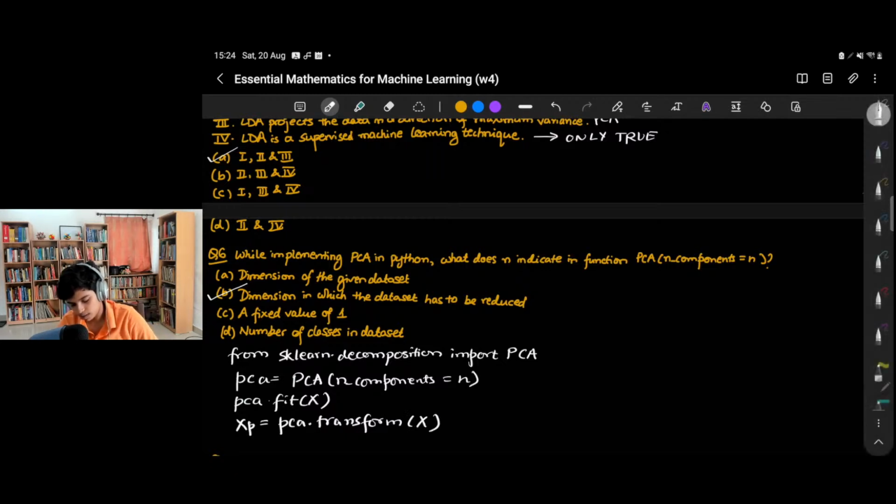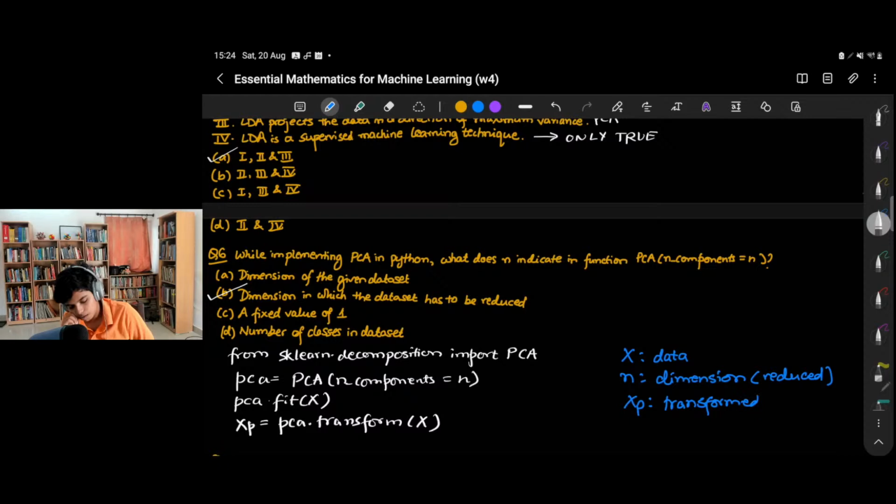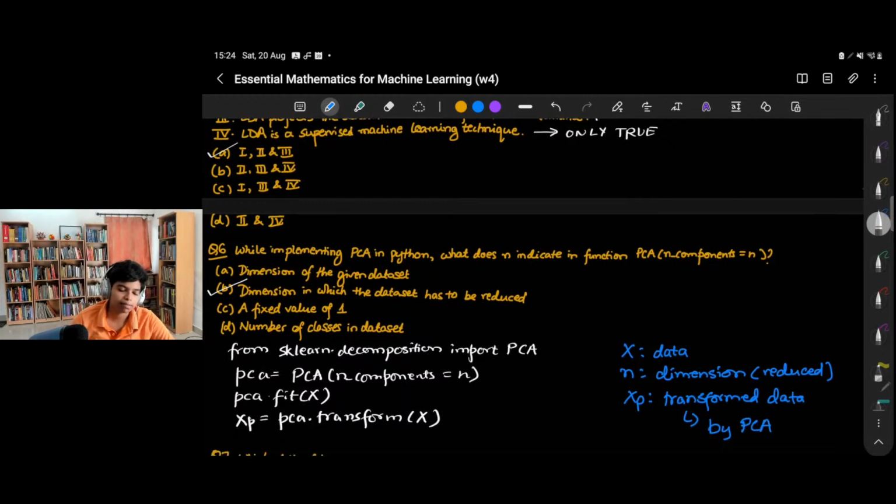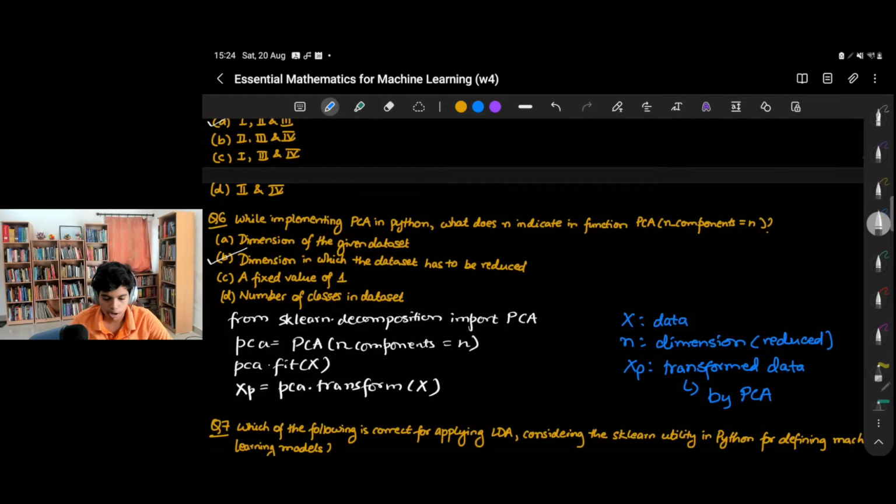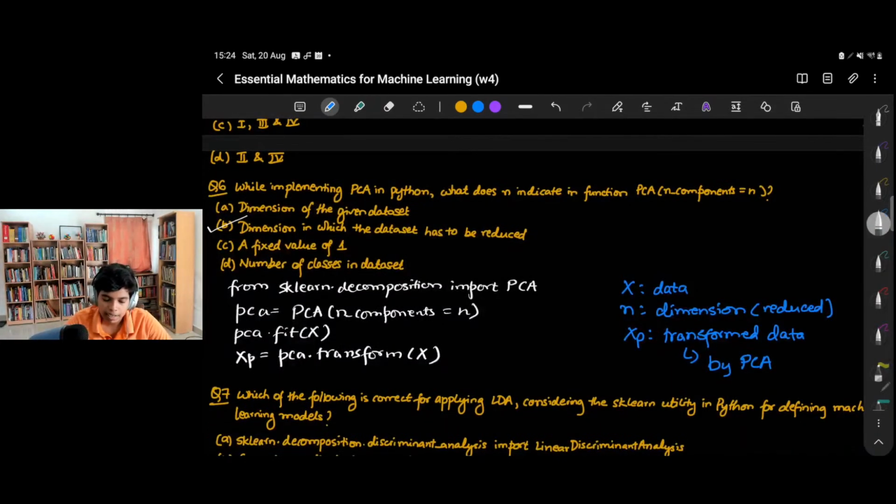Now, let me just write down what these terms mean. X is the data that we have. n is the dimension to which we need to reduce. So this is for the reduced dimension. And this XP is the transformed data, and this transformation is done by PCA. So this is the syntax, a simple 3-4 lines you need to use in order to do PCA in Python.